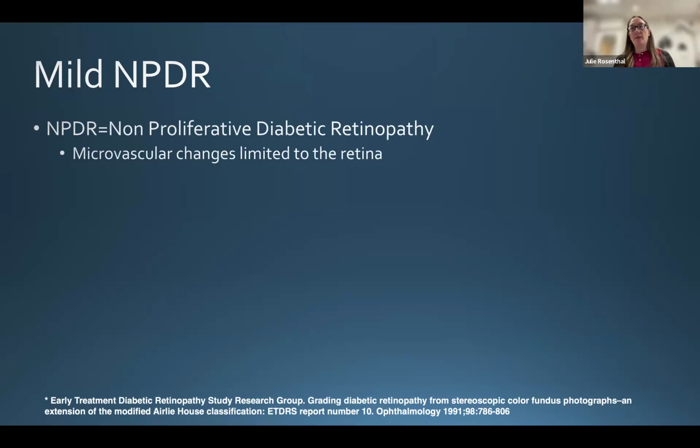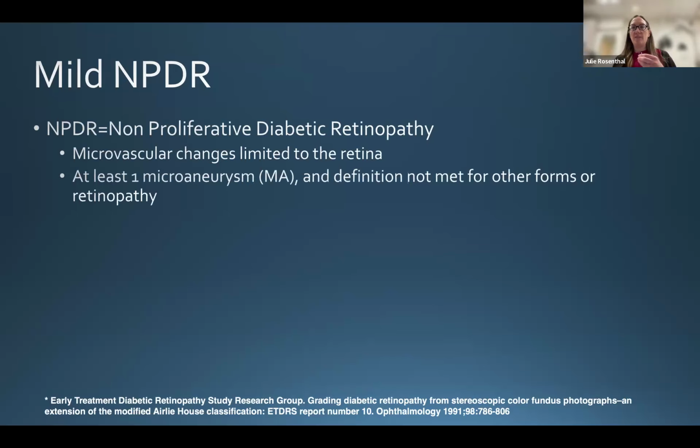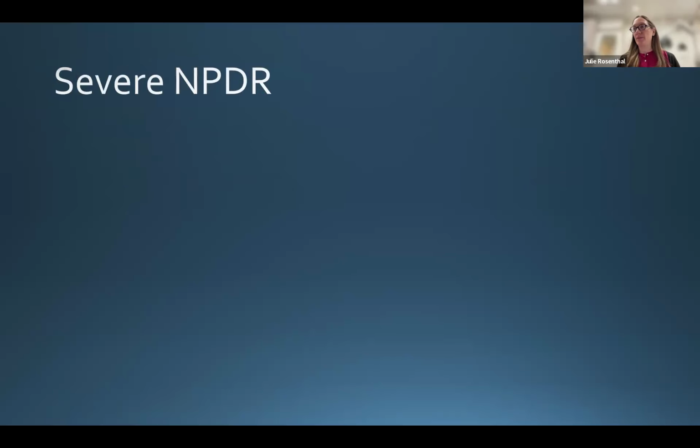So in mild non-proliferative diabetic retinopathy, the microvascular changes are limited just to the retina, and you usually have just microaneurysms, so little tiny outpouchings of the blood vessels, and it doesn't meet any other criteria for any more severe form of retinopathy. These patients we're less concerned about. They have a lower risk of going on to have vision loss. So these patients don't need to be watched quite as closely.